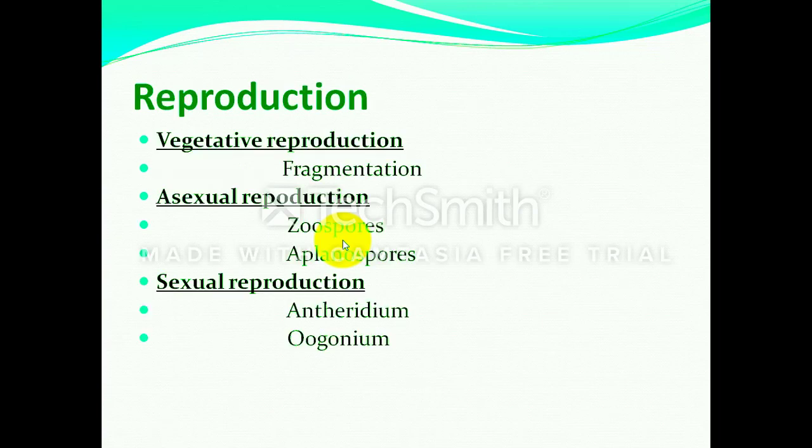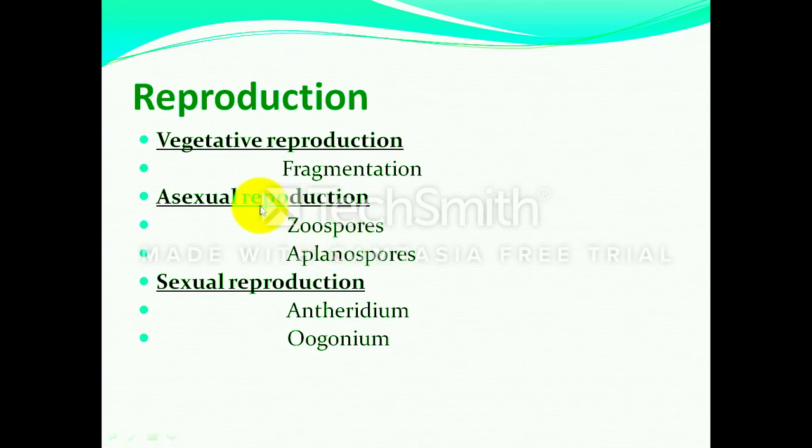So the next topic is reproduction in Vaucheria. Vaucheria reproduces by three methods: vegetative reproduction, asexual reproduction, and sexual reproduction. The vegetative means of reproduction takes place by fragmentation. The filaments are broken accidentally into fragments, each of which develops into a new filament. However, this mode of reproduction is not common.